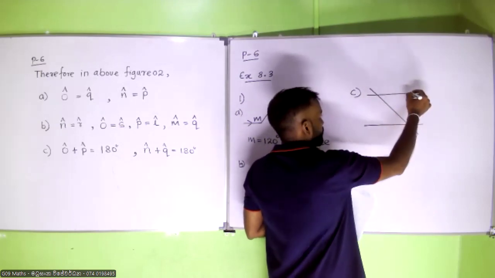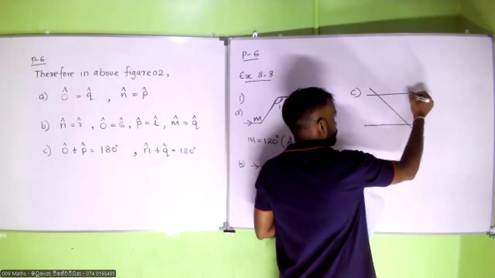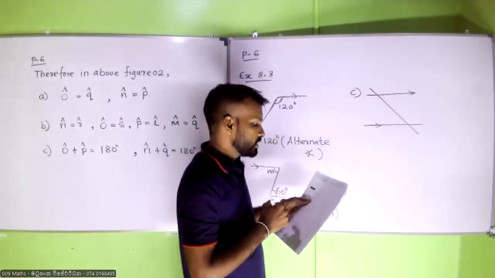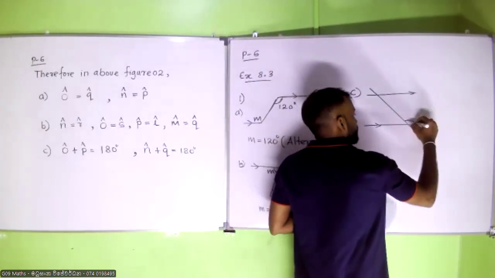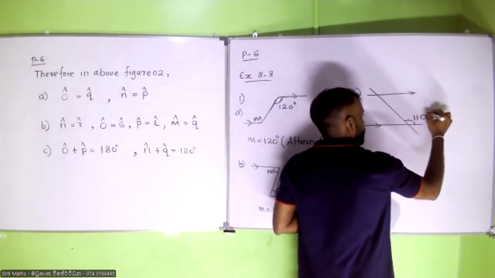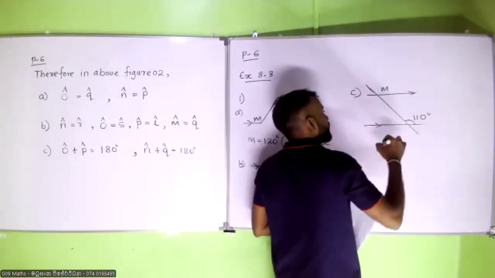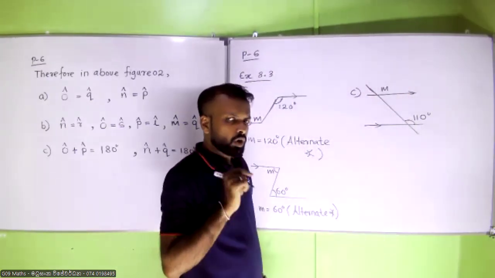There are two parallel lines and a transversal. This angle is 110, and this angle is M. They are asking what is the value of M. How are we going to find it?